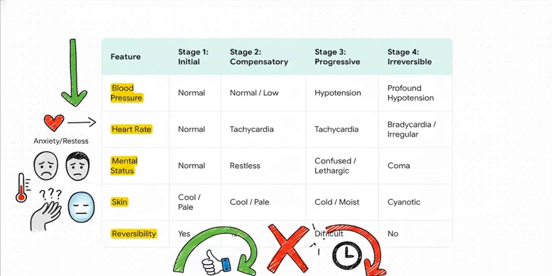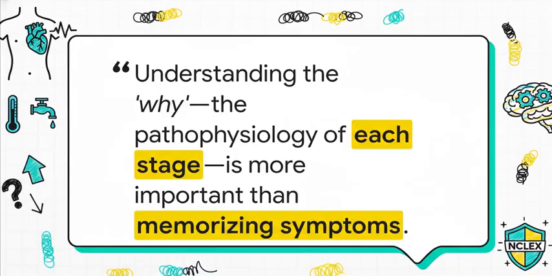This slide right here is your ultimate study tool for the stages of shock. I seriously recommend taking a screenshot. It lays out the entire progression side by side. I want you to notice how blood pressure is one of the last vital signs to drop. That's a critical point for the NCLEX. You can clearly track the progression from just restless to full-on coma, and you can see exactly when that window for reversibility slams shut.